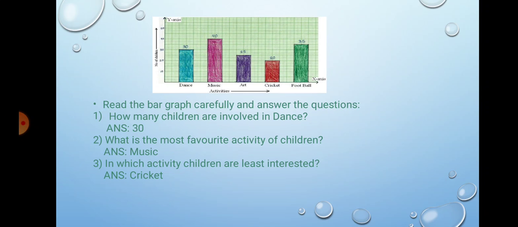Next question, what is the most favorite activity of children? Where the number of children, the quantity, is more, that's obviously the favorite activity. So what is that? It's music. In which activity are children least interested? Where the count is least, that's the least interested activity. That's cricket, because the count is 20. So in class 6 we are just going to learn how to read the bar graph and how to answer the questions for the given bar graph.